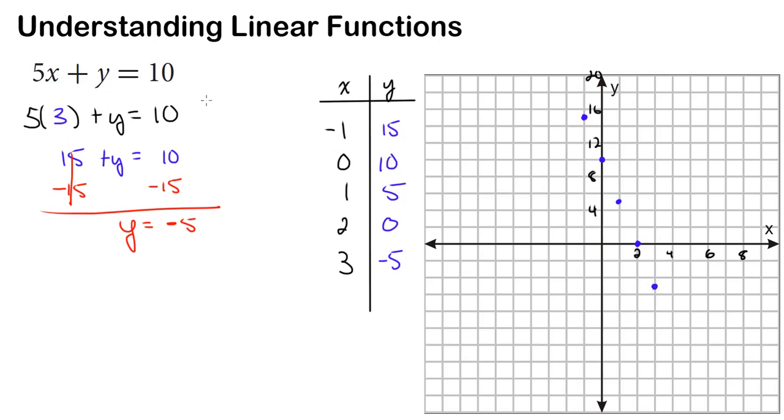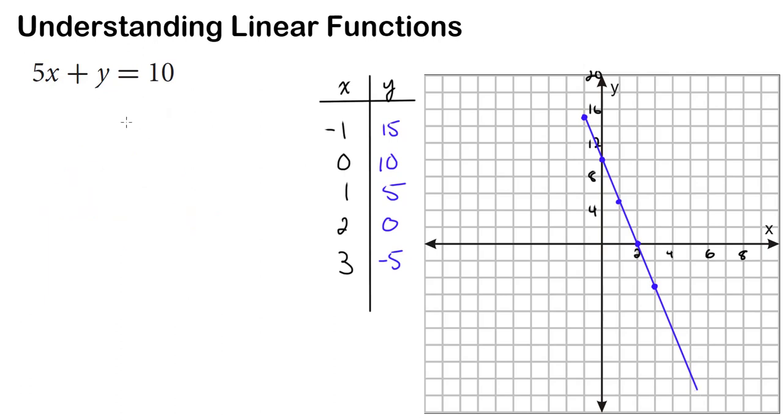And as you can see, these points line up to form a straight line. So that is why this is called a linear function, because the ordered pairs for each point line up to make a straight line. So this equation, 5x plus y equals 10, is called a linear equation because the x and y values that come from this equation line up to make a straight line when you graph it.